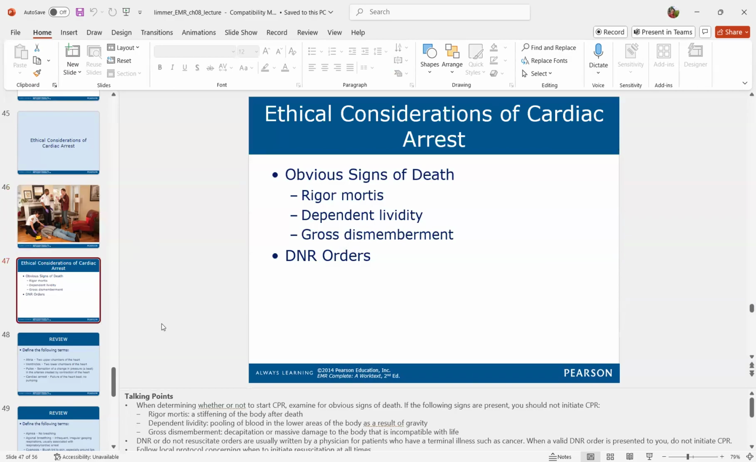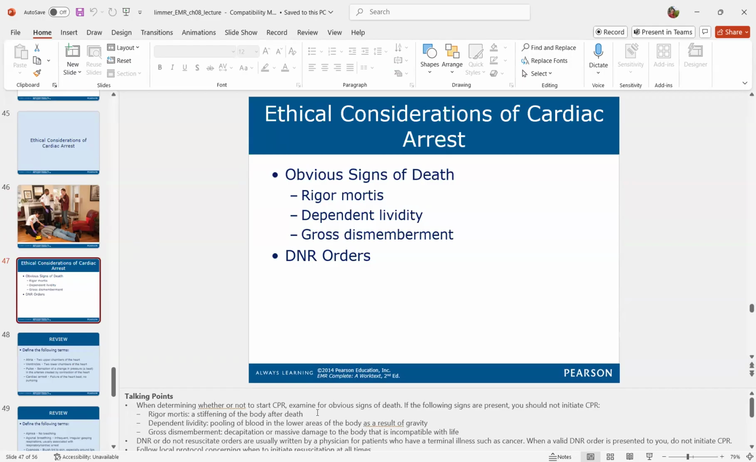When we're trying to determine whether or not we start CPR, say you guys are out and you're going into a client's home and you walk in and you're like, oh my God, you call 911. Do you start CPR or not? When should you initiate it? If that patient is in rigor mortis, which is a stiffening of the body after death, we're not going to start it. That's an obvious sign of death.